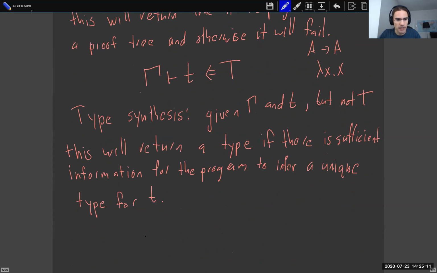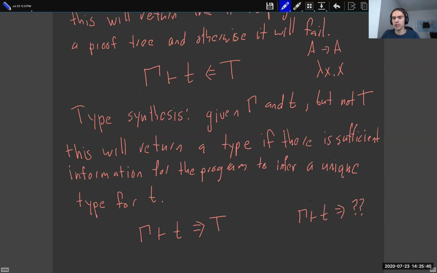And then this is written as: in context gamma, the term T can be synthesized to have type T. Now T is a question mark. So really you should think of the problem instance as being: in context gamma, T synthesizes to question mark. It's a computational problem to find out what this actually is.